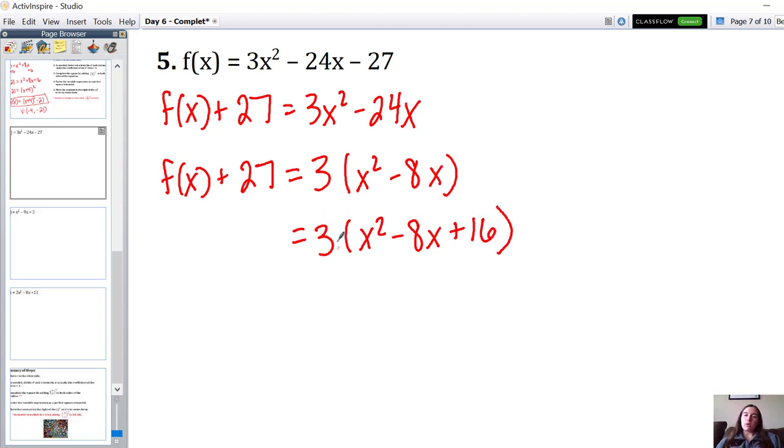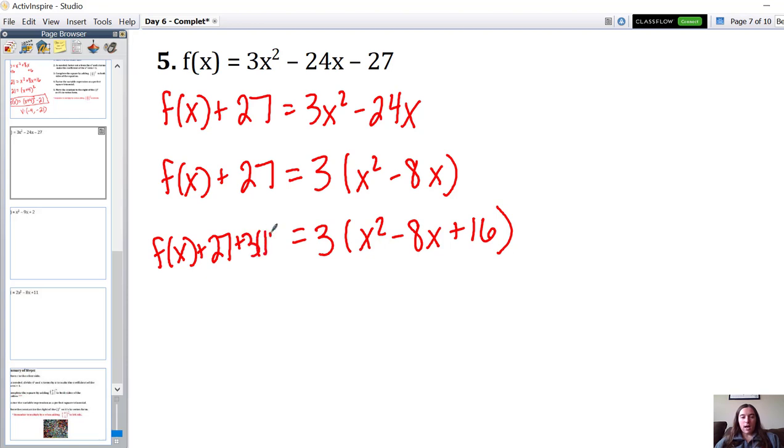But we have this 3 in front of our parentheses. If you were to distribute this 3, we would have to multiply 3 and 16 to get rid of our parentheses. Well, 3 times 16 is 48. So really, we added 48 to the right side, which means we also need to add 3 times 16, aka 48, to the left side.